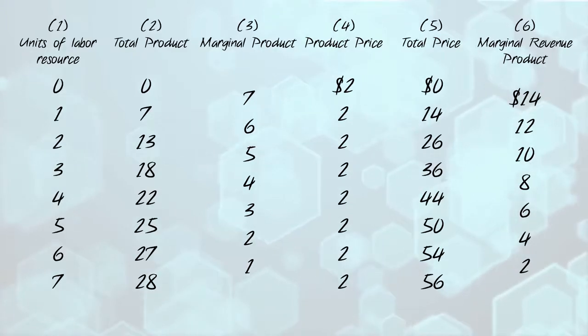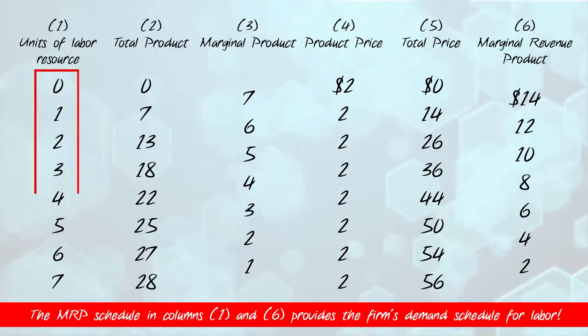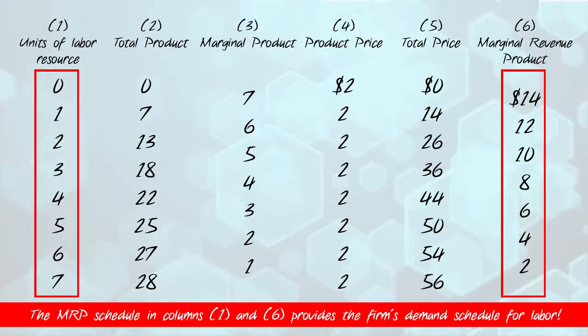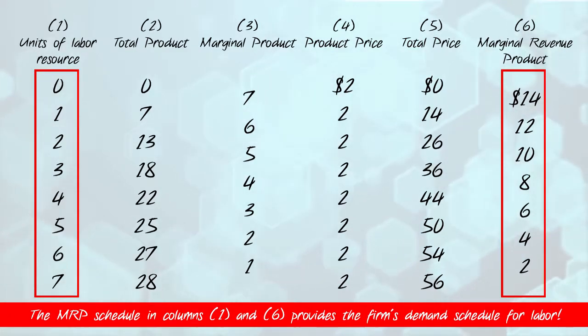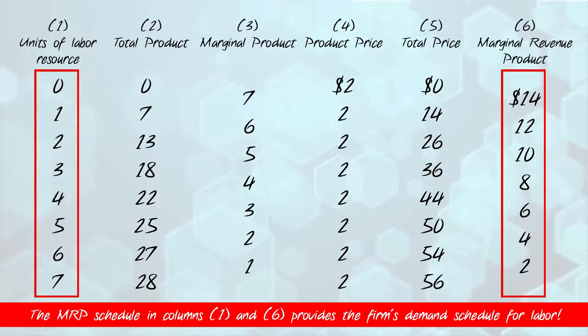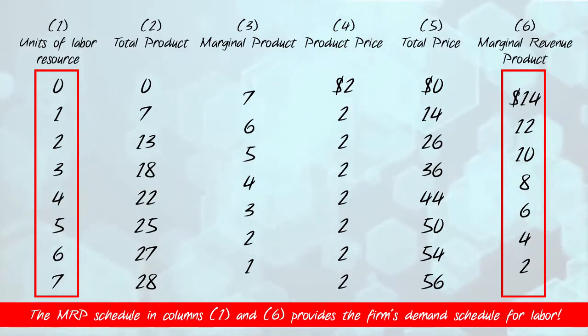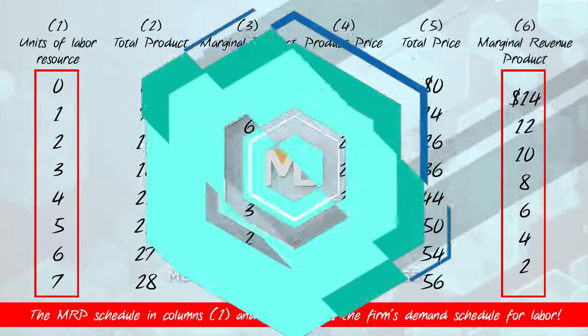Now here's a very important point. The MRP schedule in columns 1 and 6 provides us with the firm's demand schedule for labor. To explain why, let me introduce two very key concepts: the marginal productivity theory of resource demand and the profit maximizing rule.